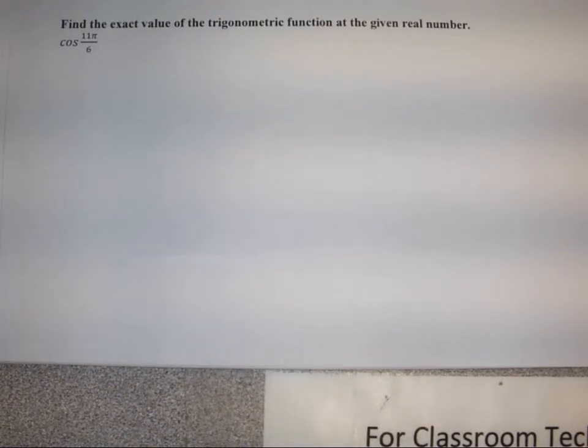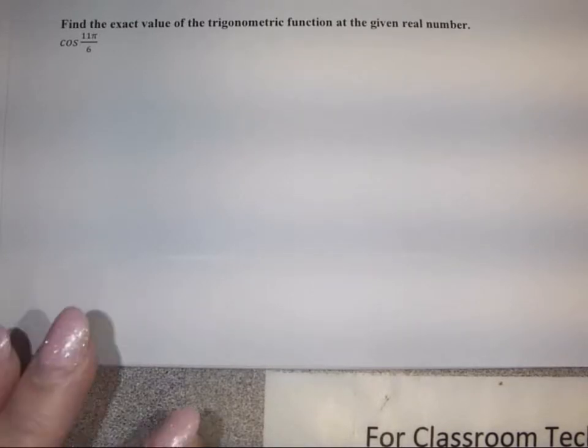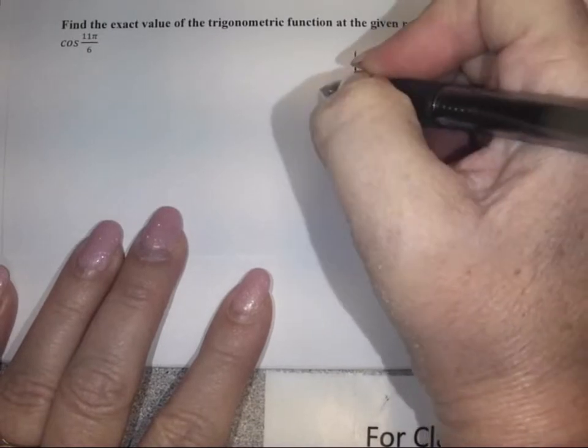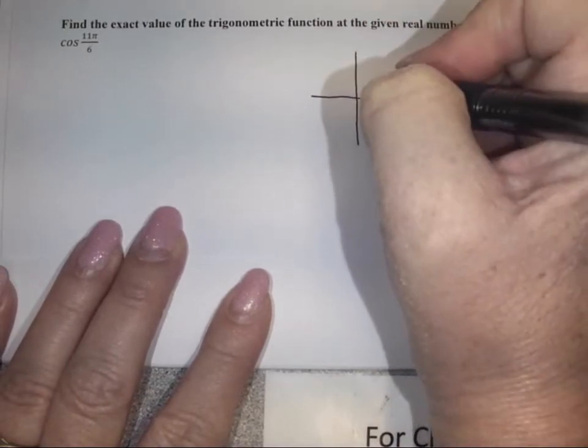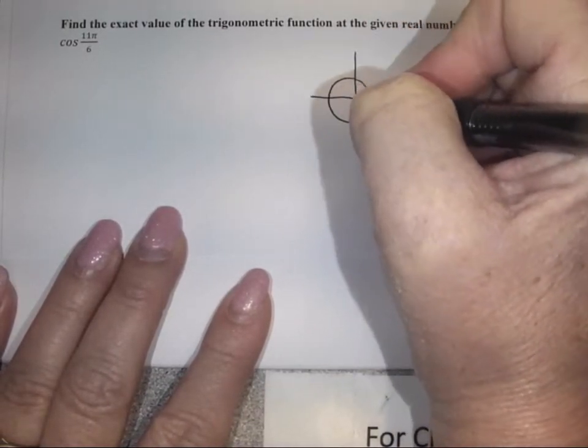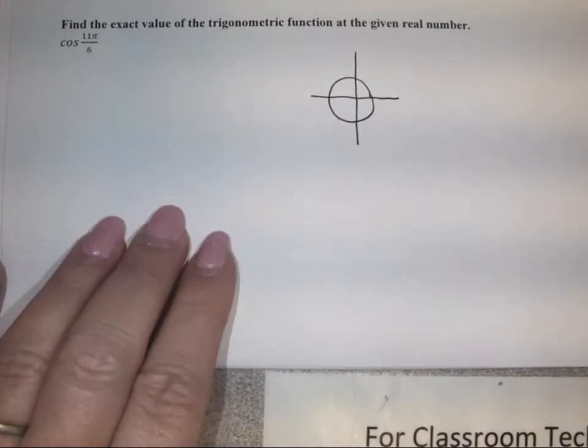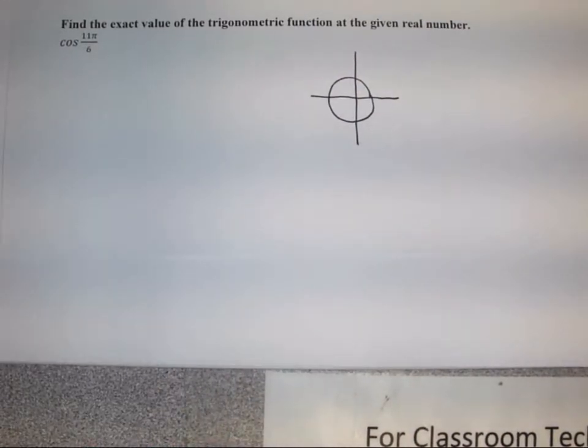All right, so we're looking to find the exact value of the trig function of the given real number. Well, we're looking for cosine 11 pi over 6. So again, a lot of times it's very helpful if we draw a circle. We're dealing with the unit circle here. So if we draw a circle, it's not a very good circle, but it's just a representation.